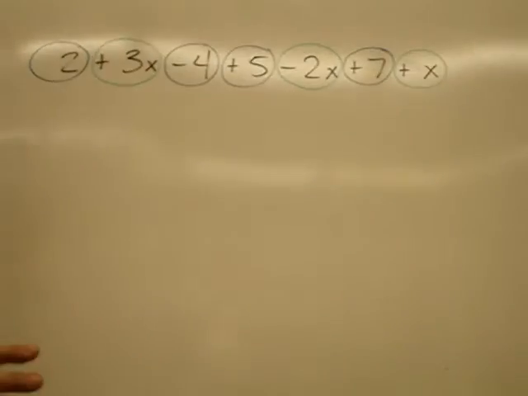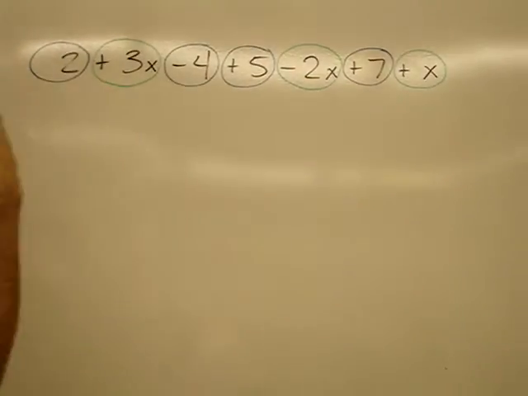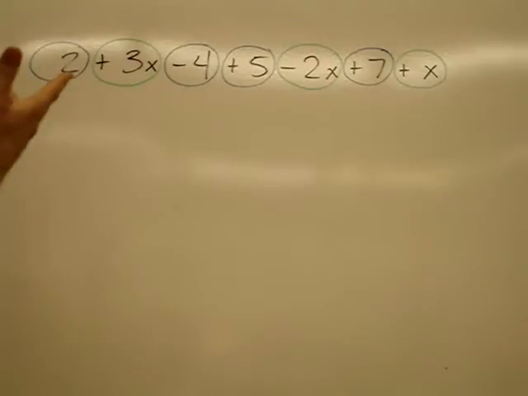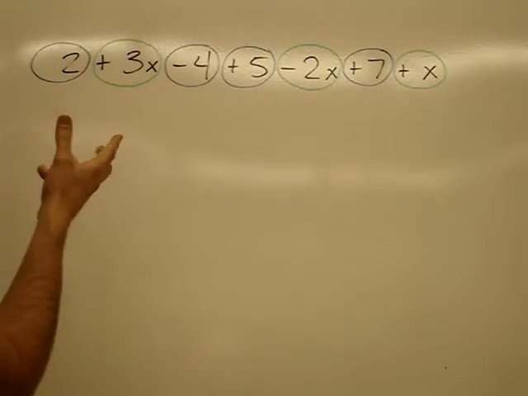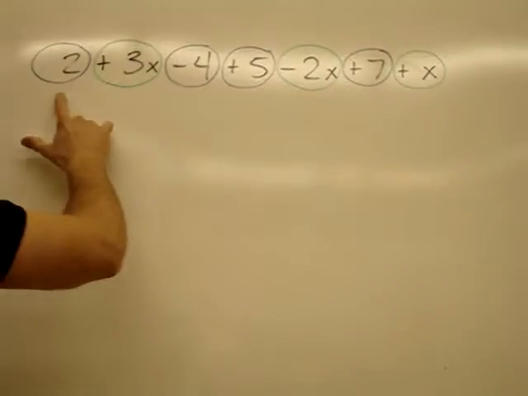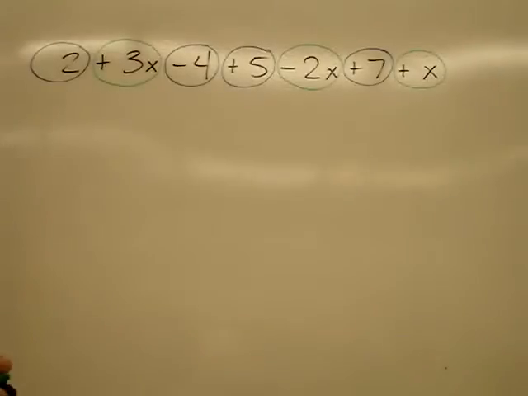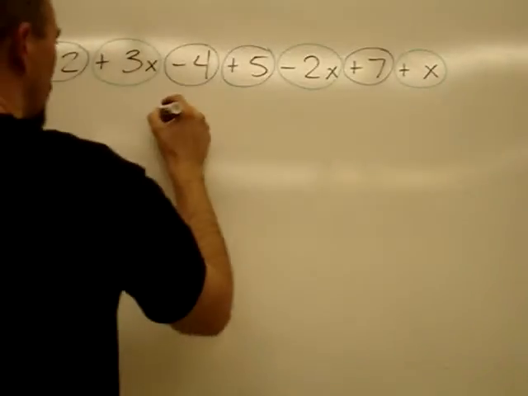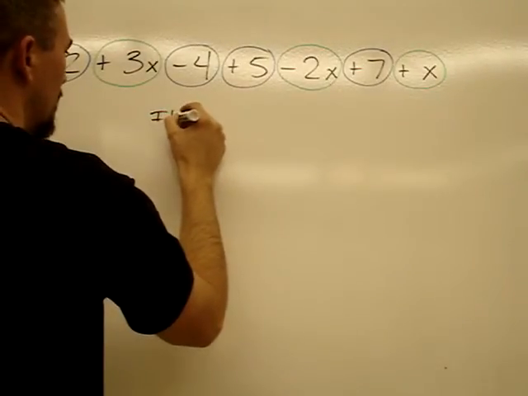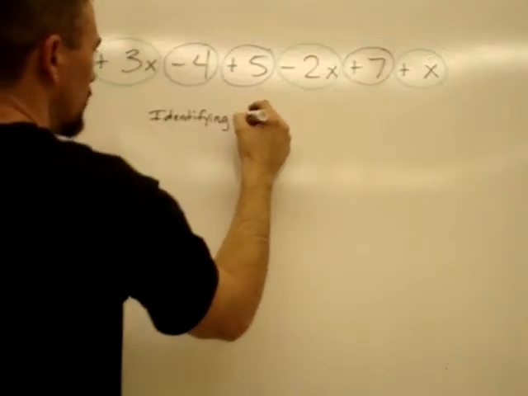I'll save that for another video. In another video we'll actually work it down. For right now, I just want to show you how to identify. The green ones are all containing X's, and the blues are all just plain old numbers, so they're like terms. So this is identifying, just plain identifying like terms.